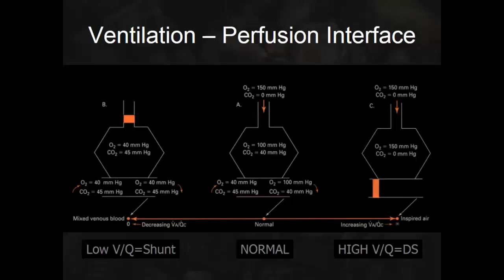So, how can you remember this really quickly? I want you to think of someone who is sitting and dreaming. Shunt, S for sitting, and shunt is a low VQ state. And dreaming, which is up here, is a dead space state. Can you remember that? Sitting and dreaming.